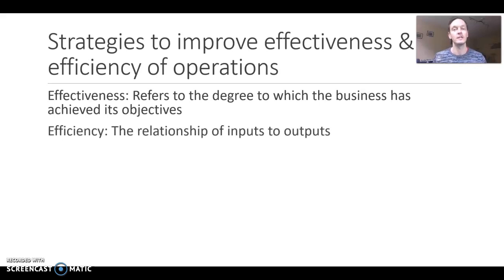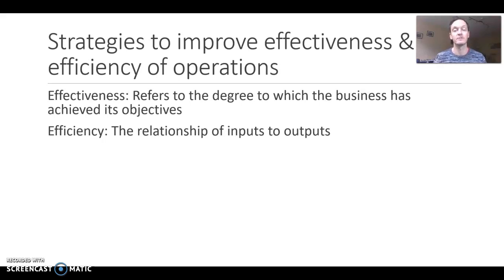Then we've got efficiency, and what efficiency is all about is the relationship of inputs, which is the stuff that comes into the business, to outputs, which is the stuff that leaves the business. When we're talking about efficiency in relation to one of these 4 strategies, it's either reducing the amount of inputs required in the production process, or increasing the amount of outputs. They're getting more from the inputs that they've already got.